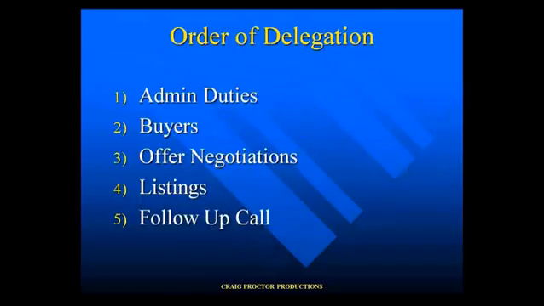Now, there's an order to delegation. The first thing I'd like you to delegate is anything that doesn't require a real estate license. Okay, get rid of it. So what did my first assistant do? Everything that didn't require a license, including taking my dry cleaning in, driving my car through the car wash, all my paperwork, all my banking, everything.